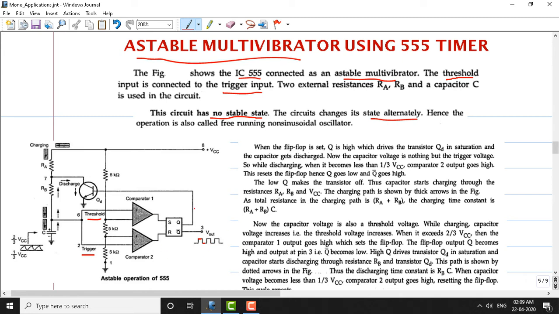We'll see in understanding this circuit how it is able to generate on and off pulses, and on what factors the on time depends, and on what factors the off time depends. As we already said, it is also called a free running non-sinusoidal oscillator. This non-sinusoidal waveform is generated at the output of pin number 3. Now when the flip-flop is set, let us assume that Q is high. Let us start by assuming Q is 1. When Q is 1, Q bar remains at 0.